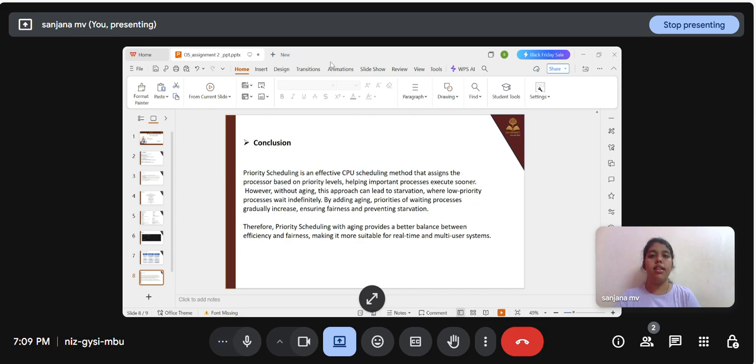Therefore, the enhanced priority scheduling with aging offers the advantage of priority-based execution while maintaining fairness and preventing starvation, making it a more robust and reliable scheduling approach.